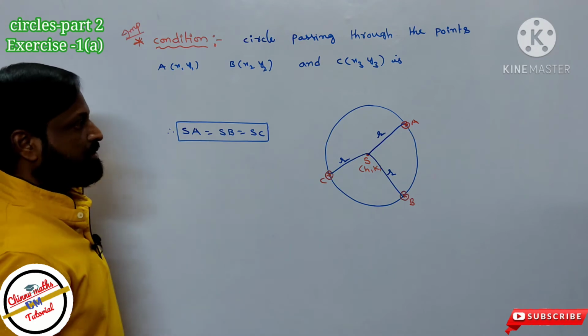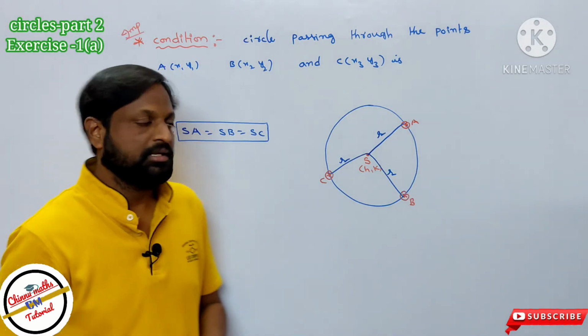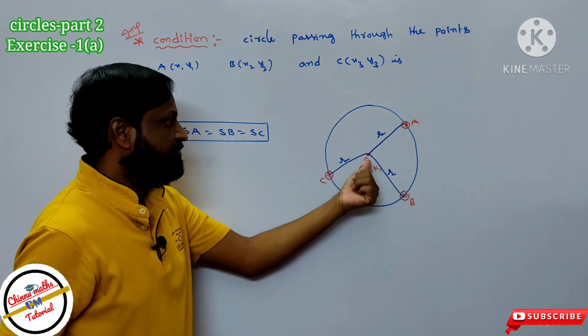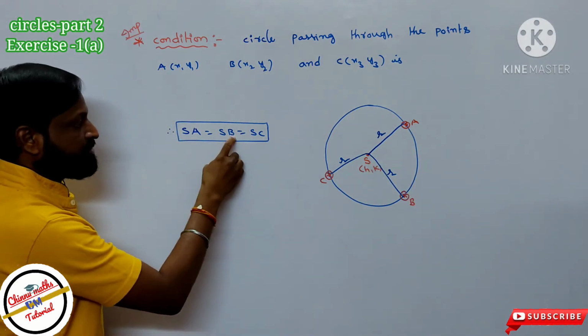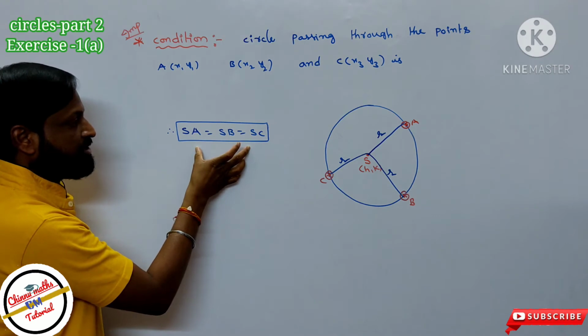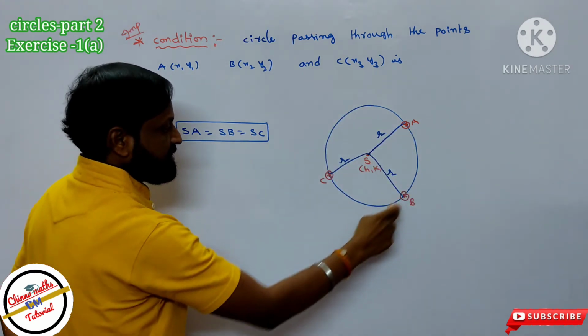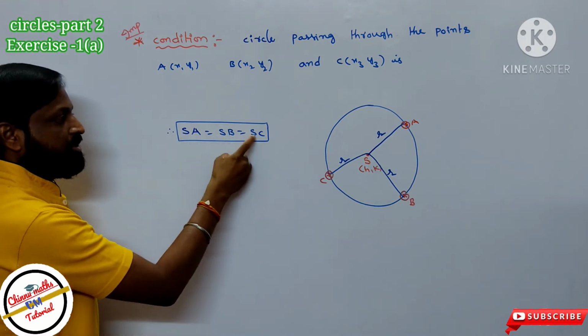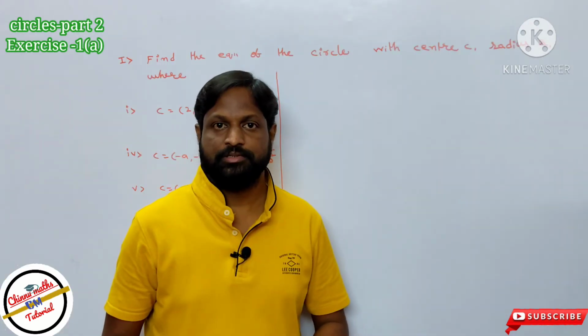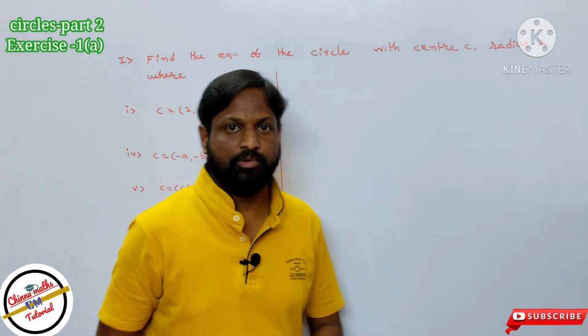Any points that lie on the circle are equidistant from the center of the circle. So that means SA equal to SB equal to SC. This is the condition for any 3 points lying on the circle: it satisfies SA equal to SB equal to SC. The first concept is over. Next we discuss exercise problems.